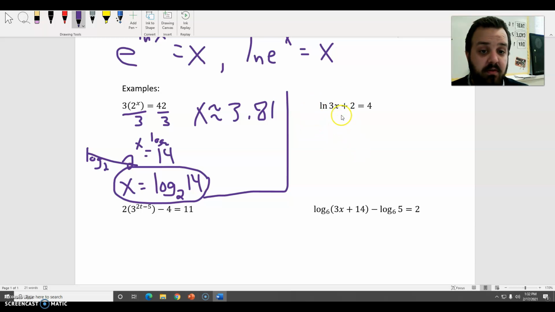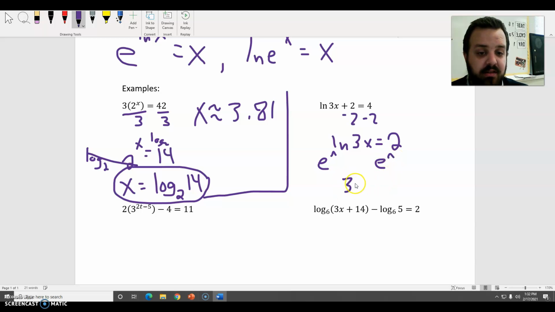This one involves me solving a log. I subtract 2 from both sides. I'm going to get the natural log of 3x equals 2. I'm going to take e to both sides to get rid of this log. So I'm going to have 3x, because that's what's left over on this side, equals e squared. And then divide by 3, divide by 3. x equals e squared divided by 3.